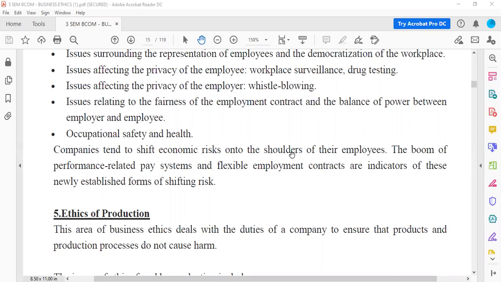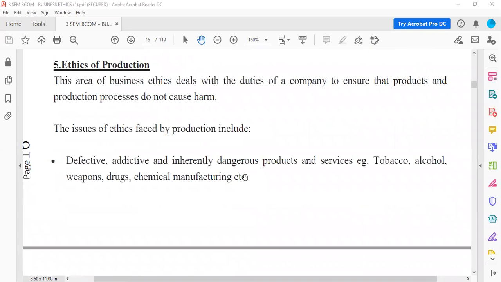So these are a few things of HRM. Now coming to ethics in production. Ethics in production is mainly related to manufacturing products, which are huge, big manufacturing products. Let's take, for example, electronic goods, any sort of electronic goods: your washing machine, TV, fridge, oven, home appliances, mixer, grinder, anything you can take.